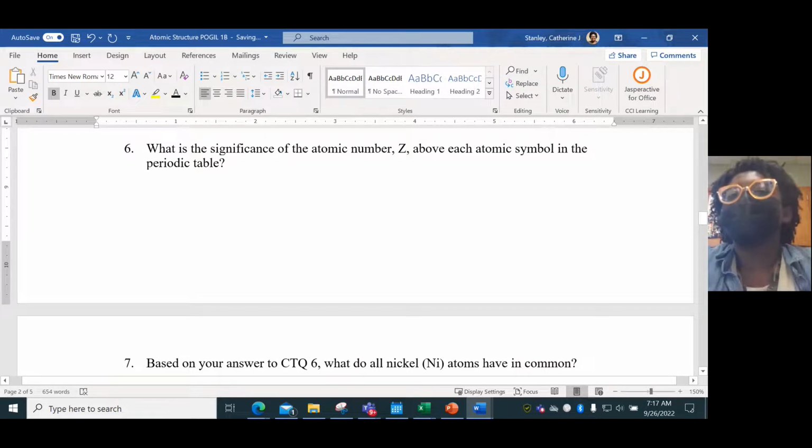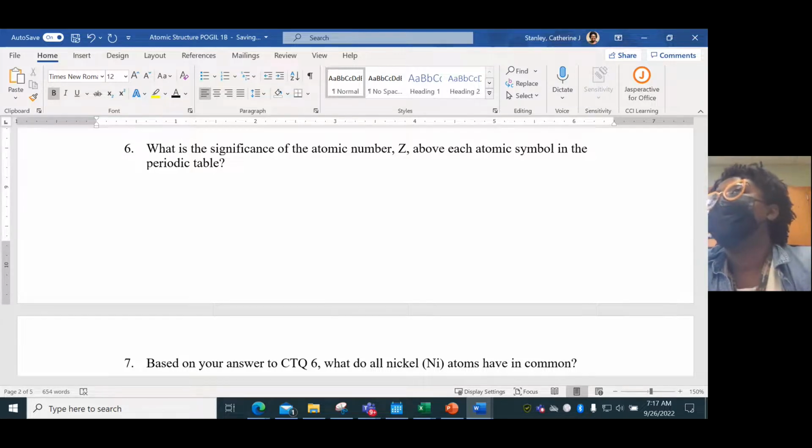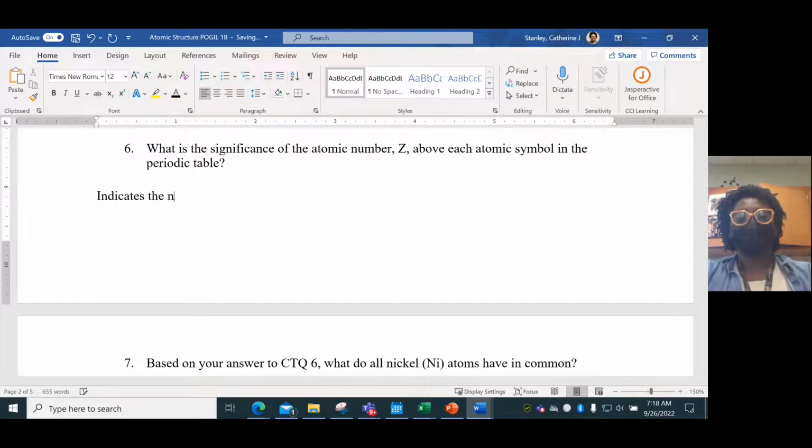All right, what is the significance of the atomic number, or Z, above each symbol on the periodic table? One second, let me see if anybody else actually did this assignment, guys. You guys are crushing it. What you got? Beautiful job. It indicates, wow, forgot the end. The number of protons. Does anybody else have anything to add to this? What else does it do? There's one more thing it does. Anybody else have a guess?